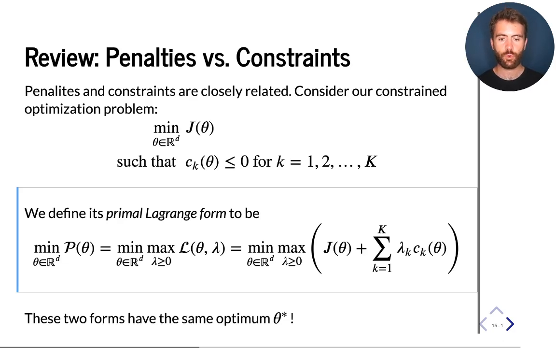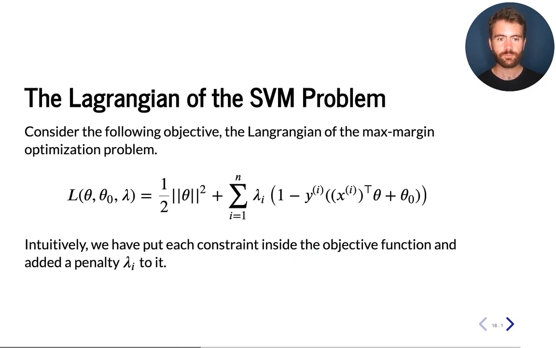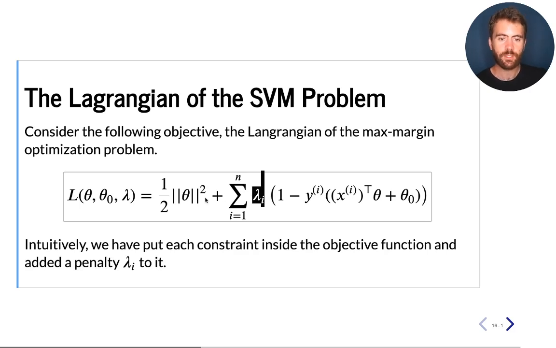As I mentioned, these two forms have the same optimum, and so now I would like to use this Lagrange theory and apply it to the SVM problem. The first step for that is to define a Lagrangian. So consider the following objective, and this is our Lagrange objective, in which we have Lagrange multipliers lambda. Again, this is the objective, and I have added these constraints with these Lagrange multipliers.